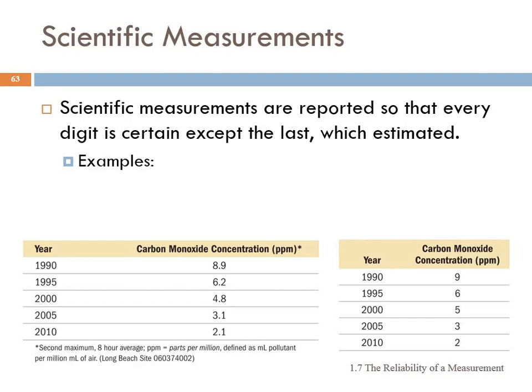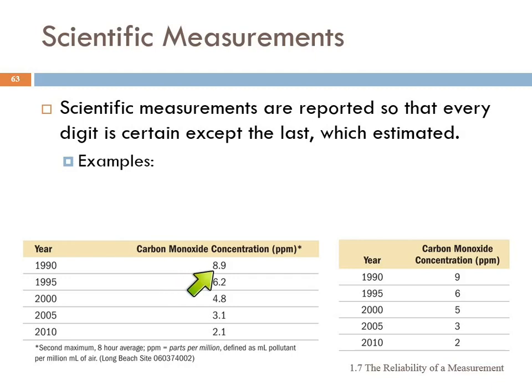So, thinking about the carbon monoxide pollutant, they're measuring things like this. So here are two different tables measuring carbon monoxide concentration in parts per million every 5 years. So 1990, 8.9 parts per million. In this table, it says 9 parts per million.